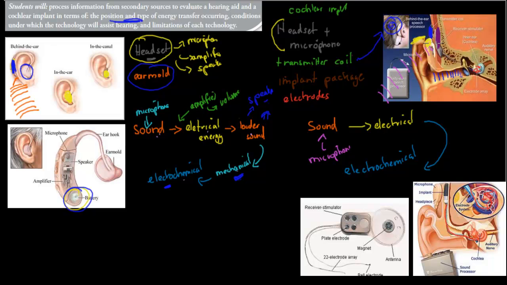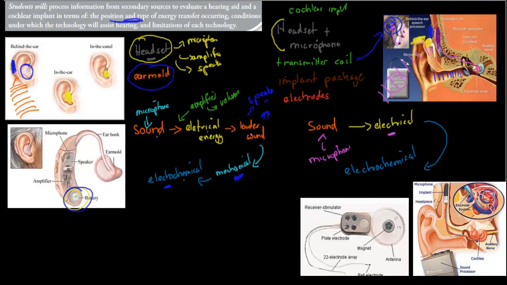So it goes from the microphone, changing from sound to electrical there, then it's sent on to the word processor. This is where it will decide how many impulses it will need. It decodes the whole language and makes it into something it can turn into an electrical impulse. Then it goes from the word processor to the transmission coil, and from the transmission coil to the receiver stimulator, or another word for it, the implanted package on the other side. All this is electrical, and then it will travel towards the actual ear.